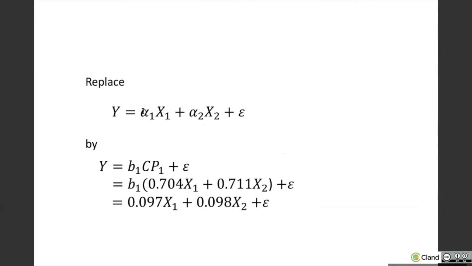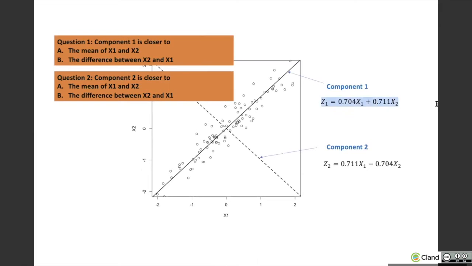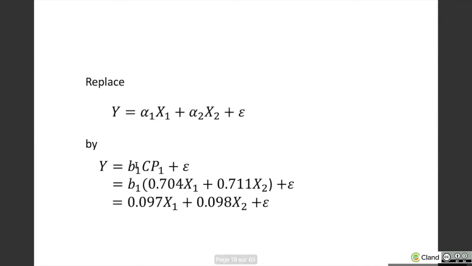So in practice, we replace this regression here by this regression here. Here I use only the first component. So what I use is this component here. And I regress y as a function of principal component one, meaning 0.7 x1 plus 0.7 x2. And if I do that, I obtain these two regression coefficients that are very close to the true value 0.1.